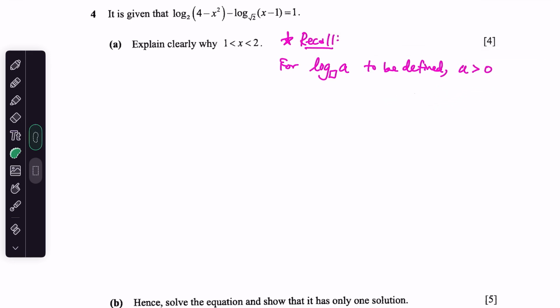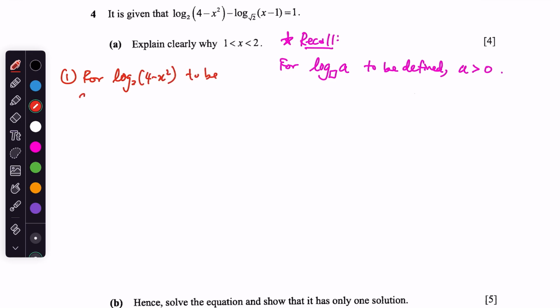Okay, so in this case, if they ask us to explain why x has this range of values, all we need to do is look at all the logarithm terms, and we want to enforce that this is more than 0, this is also more than 0. So let's write down in steps. The first thing is, for log base 2, 4 minus x squared to be defined, 4 minus x squared must be more than 0.